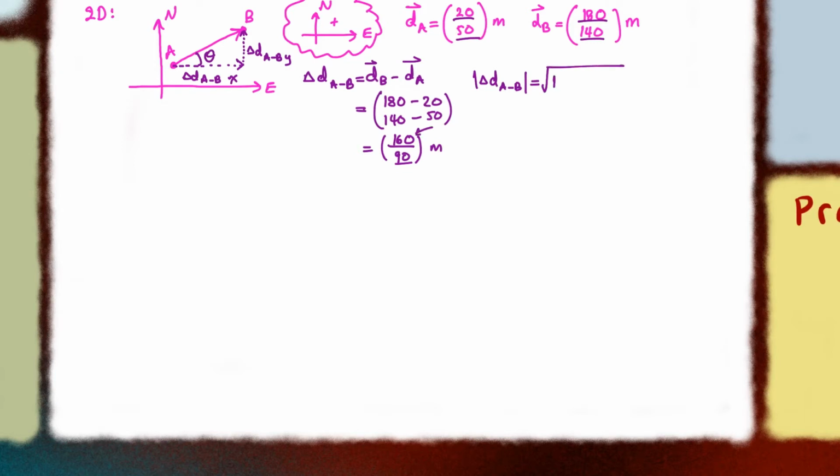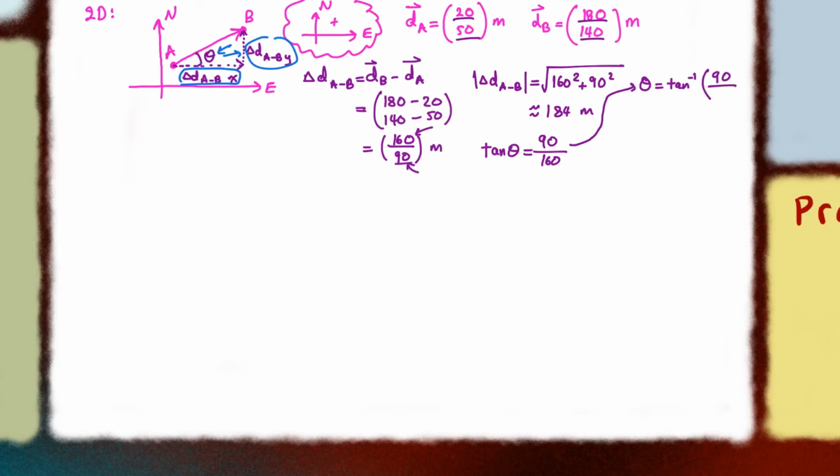To find the length, we use the magnitude formula, so square root of the x component squared plus y component squared, which is approximately 184 meters. And to find the angle, we need to use SOHCAHTOA, so we're going to use tan theta is equal to the opposite side, which is the y component, divided by the adjacent side, which is the x component. So the opposite, or the y component, is 90, and the x component is 160, and theta is tan inverse of 90 over 160, and it's approximately 29.4 degrees.